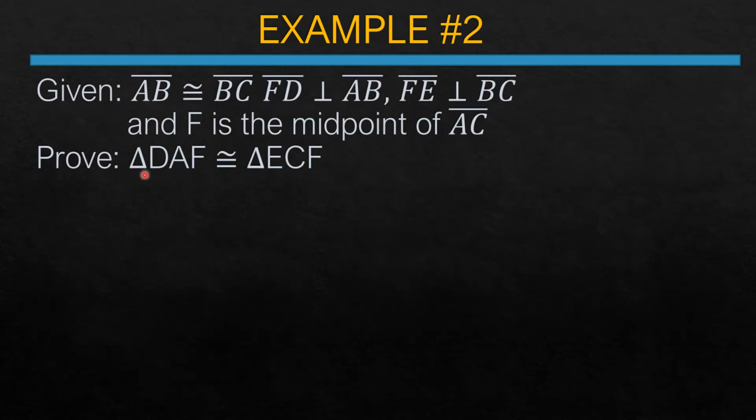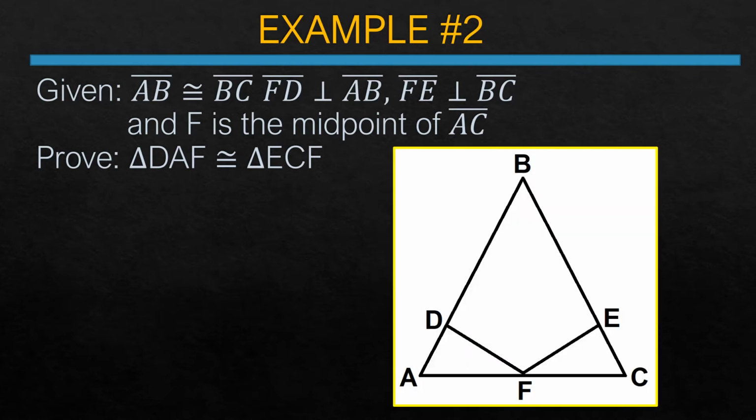Example number 2. Given: line segment AB is congruent to line segment BC. Line segment FD is perpendicular to line segment AB. Line segment FE is perpendicular to line segment BC, and F is the midpoint of line segment AC. Prove that triangle DAF is congruent to triangle ECF. This is the illustration.